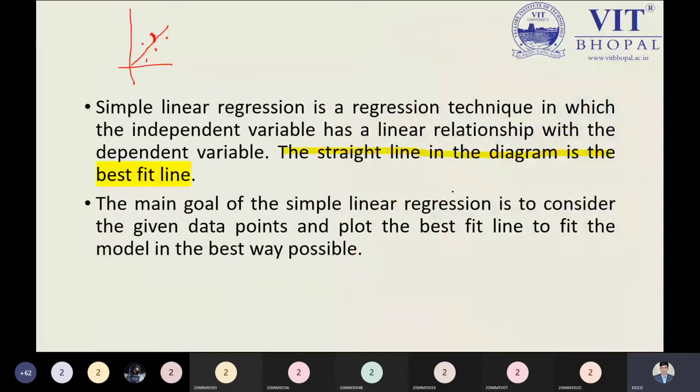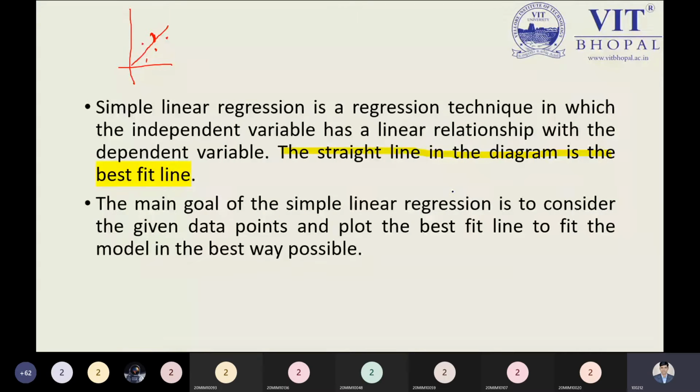This is the statement I was discussing. Simple linear regression is a regression technique in which the independent variable has a linear relationship with the dependent variable. The straight line in the diagram is the best fit line. That's why I said the plotted data which lie on the line are known as the best fit data.